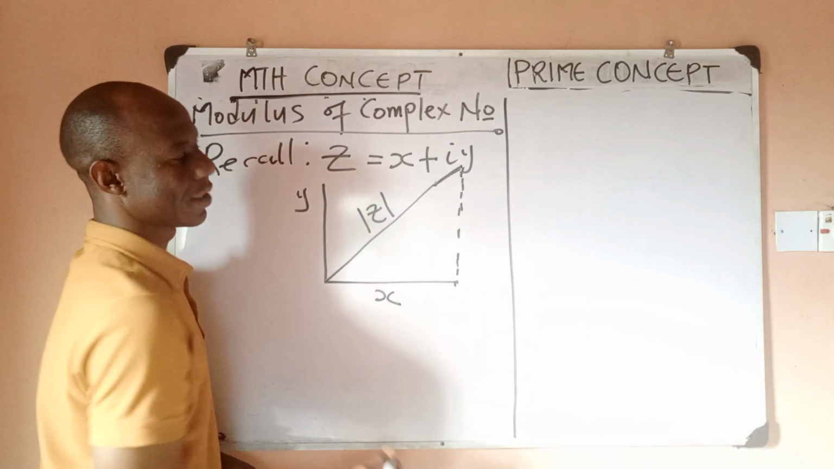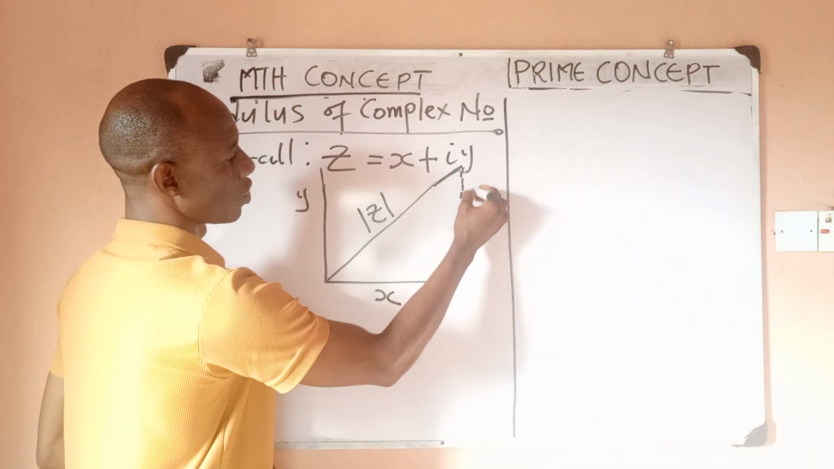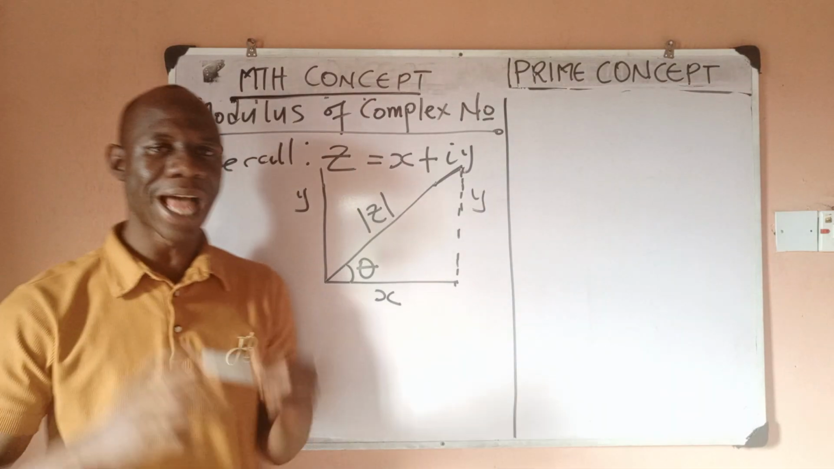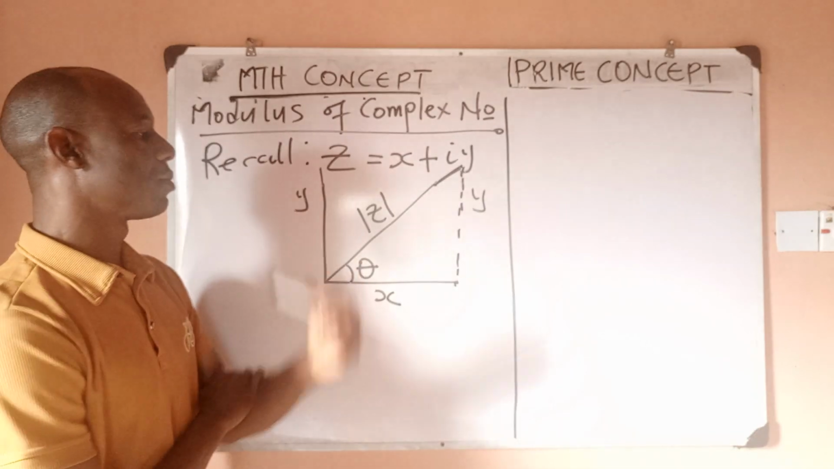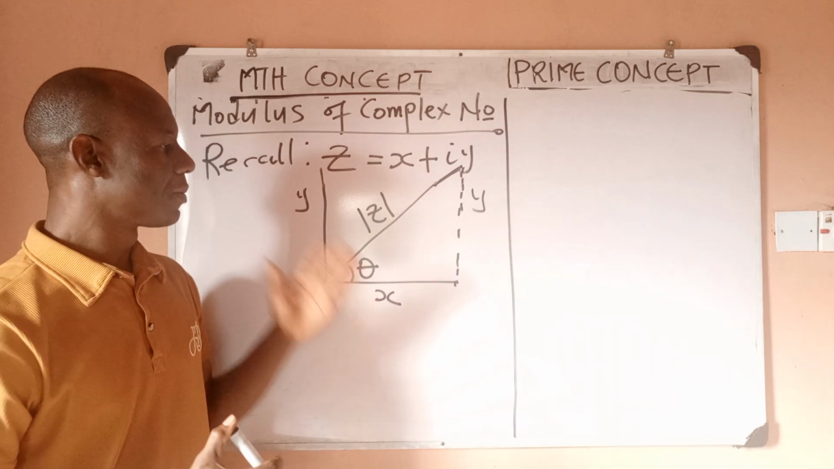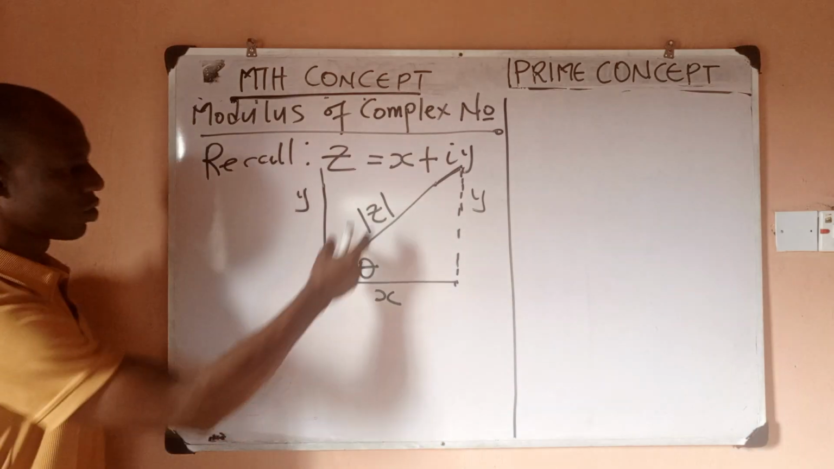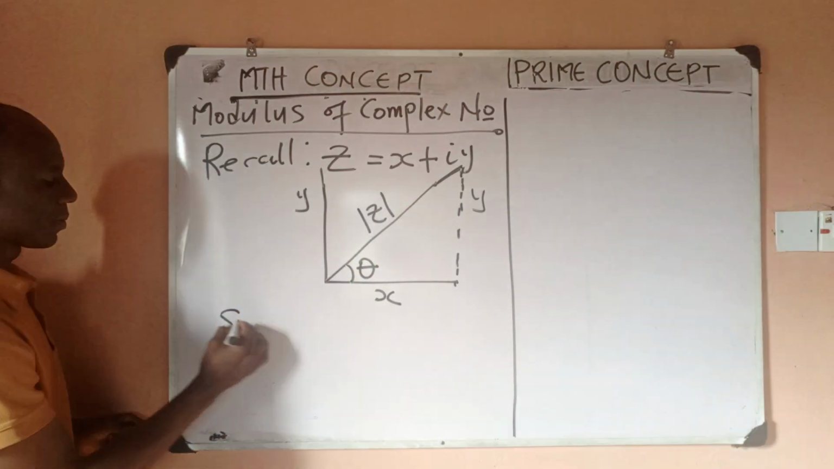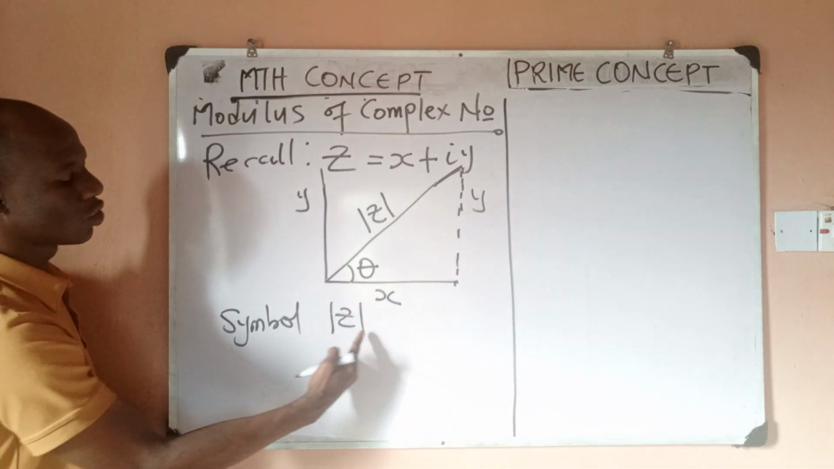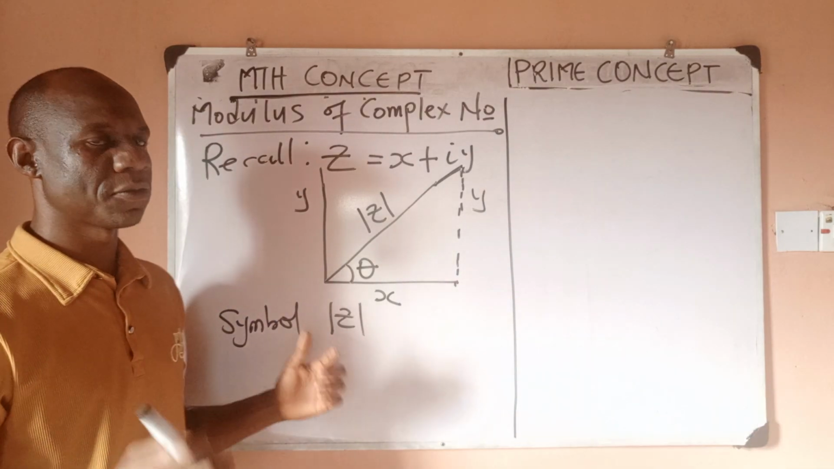If I complete this diagram, you would also see that if this is y, this distance should also be y, such that this angle becomes theta, which is what we know as the argument; we're still going to mention it after the modulus. Now, the modulus of a complex number is obtained by using the Pythagoras theorem from this diagram on the board. The symbol for modulus is this. Whenever you see two straight lines enclosing a complex number, it simply means find the modulus or find the magnitude.